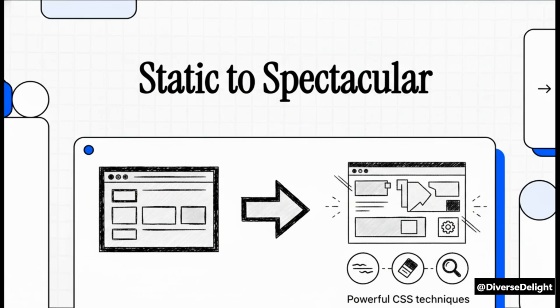All right, today we're going to do something really fun. We're going to take a pretty basic web page and transform it from static to spectacular. We'll level up the design into something dynamic and professional looking, and we're going to do it using just 3 powerful CSS techniques. Let's dive in.